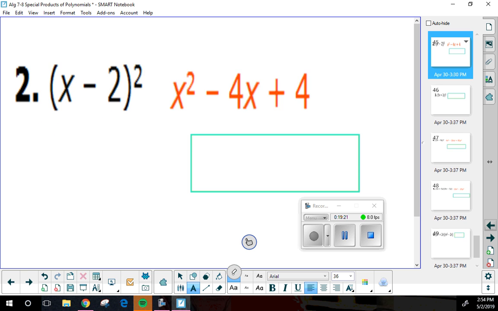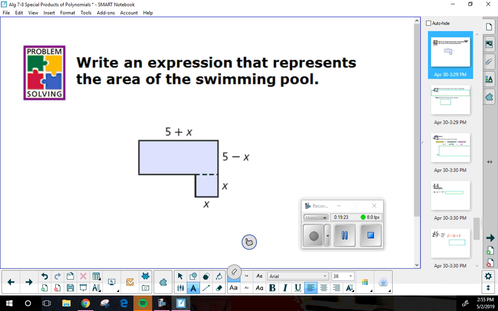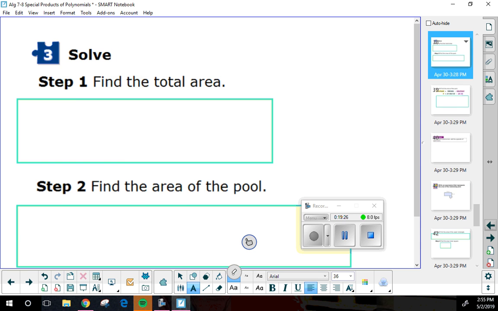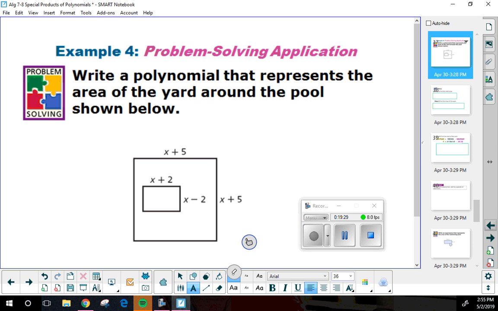I want y'all to work this with me. This is like one that you have on your homework. Write a polynomial that represents the area of the yard around the pool shown below. So I'm just assuming that this right here is the pool. Would y'all think I'm right about that? Okay, so I just want this area right here. So I have to find the area of the big square, yes. Then I have to find the area of the little square, yes. Then what do I do?